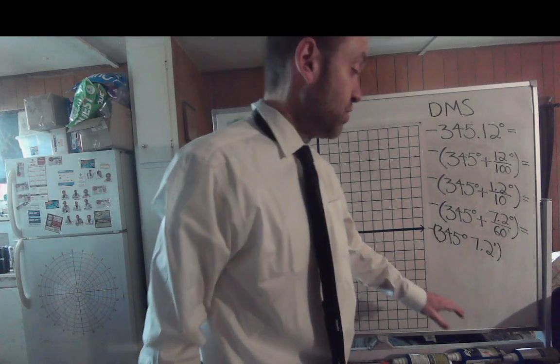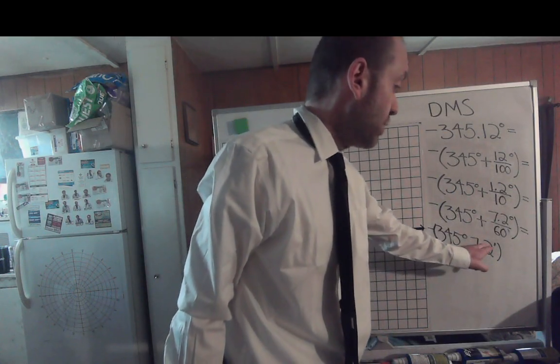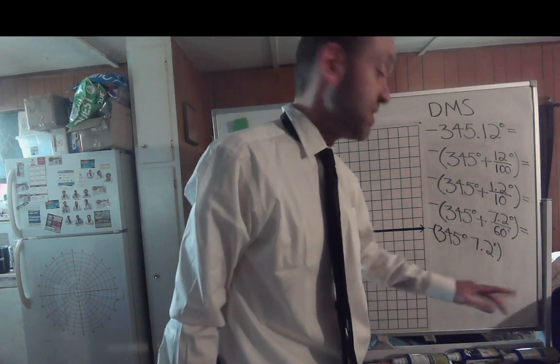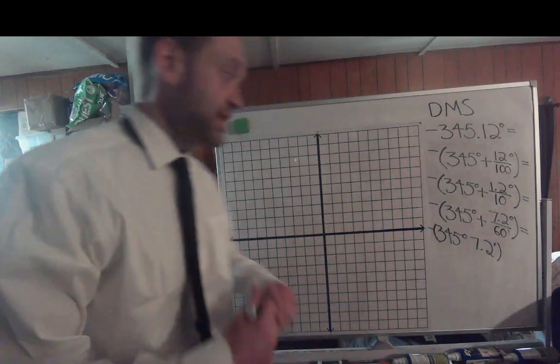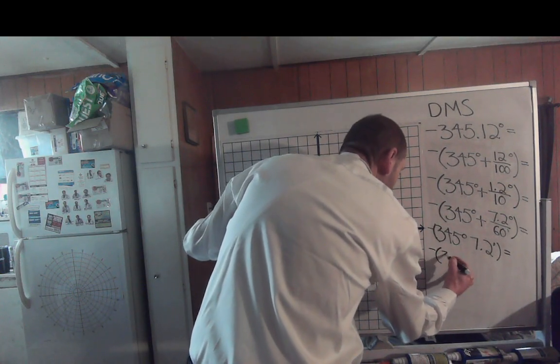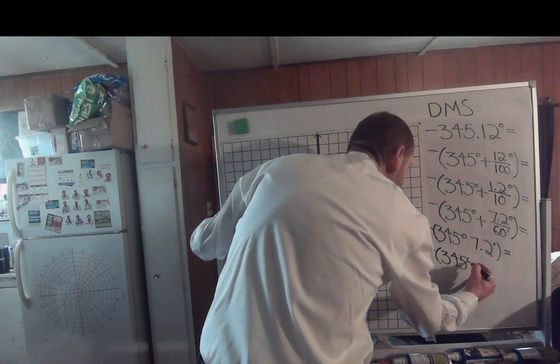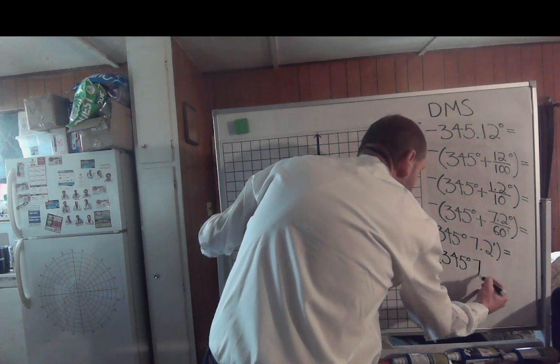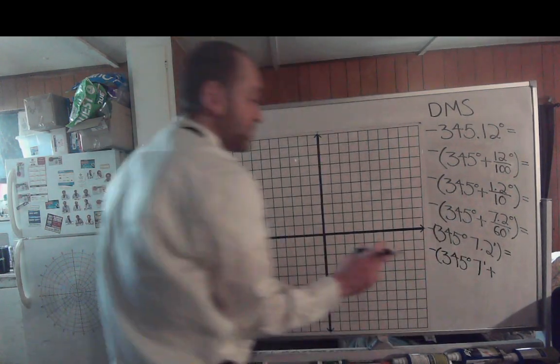Well, here's the thing. That minutes we also want to get to be a whole number. We have a 0.2 minutes, which means if we have a decimal for the minutes, we can actually go all the way into seconds. So what we have now is negative of 345 degrees, 7 minutes, plus that 0.2 of a minute. That's the same as 2/10 of a minute, which we also need to convert that denominator of 10 into a denominator of 60.